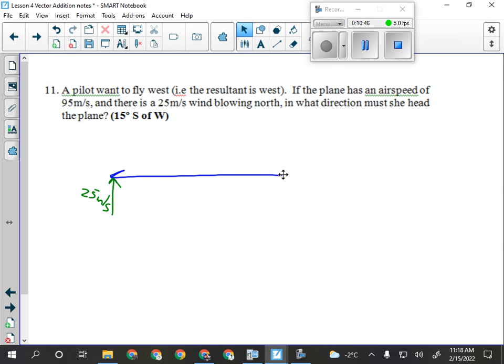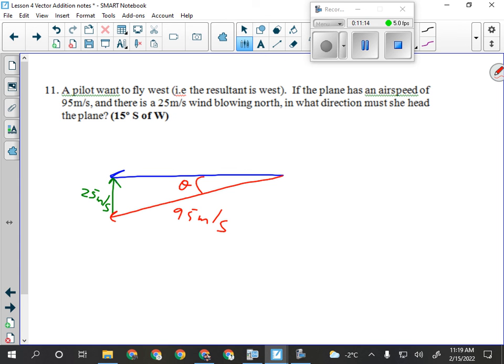Okay, that's the wind speed. And then our air speed is 95 meters per second. All right, so if I'm going to end up going due west and I've got a north wind, I've got to fly southwest a little bit so that the wind will blow it north. So I would end up going west. Okay, so I'm looking for this angle right here.